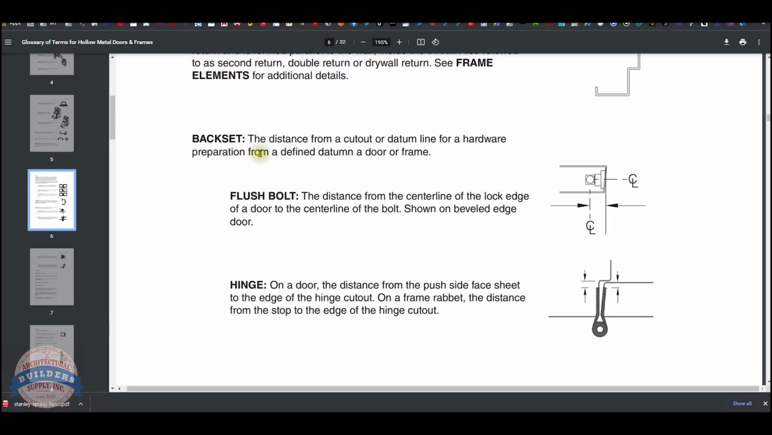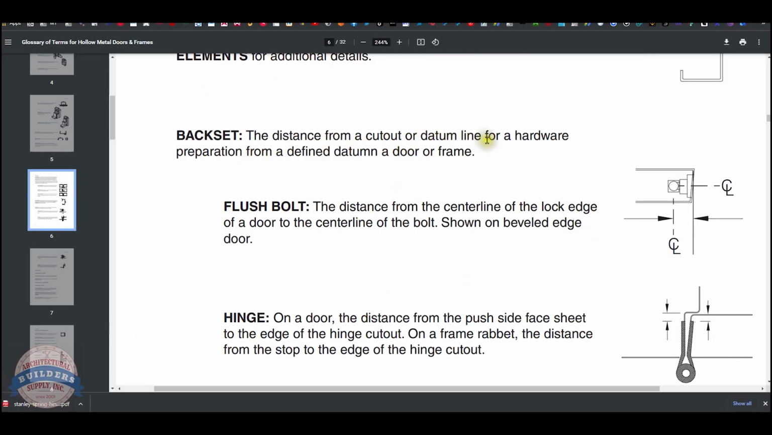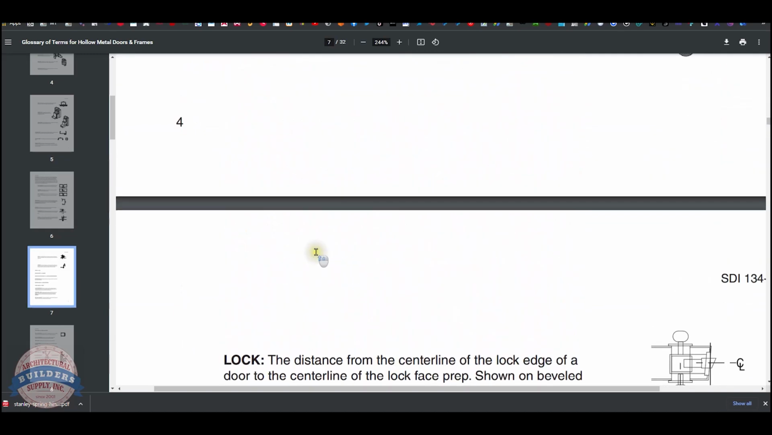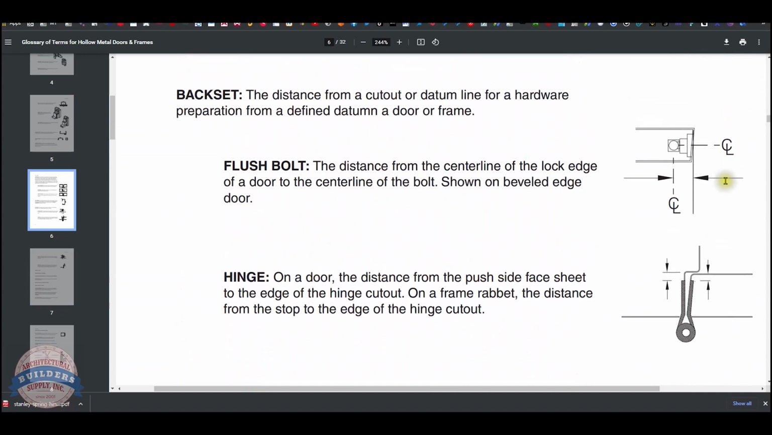Okay, backset. The distance from a cutout or datum line for a hardware preparation from a defined datum of a door or frame. It's a point of reference or a starting point is what datum refers to. It means what's the origin, at least that's kind of what it means to me. Where am I starting from? And you know, the datum's always important to know. What is your origin point? So they're going to give us flush bolt and hinge and lock and strike in terms of backset definitions. I'll more clearly define this and I'll add another one.